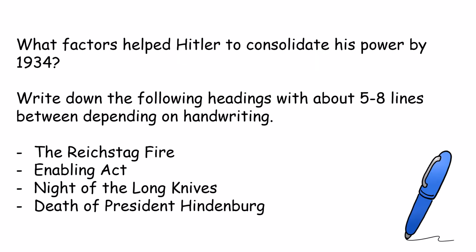So for this one, you have 4 different factors. Again, just write down the 4 factors with about 5 to 8 lines between, depending on handwriting, or you can split a page into 4 boxes using a ruler and just put a heading in each box. But the factors we're going to look at that helped Hitler to consolidate his power by 1934: the Reichstag fire, the Enabling Act, the Night of the Long Knives, and the death of President Hindenburg. So pause the video, just give yourself a bit of time to do that.